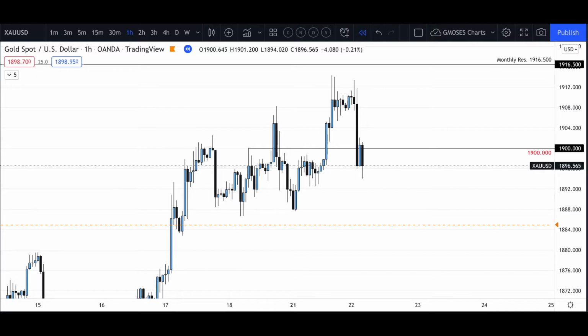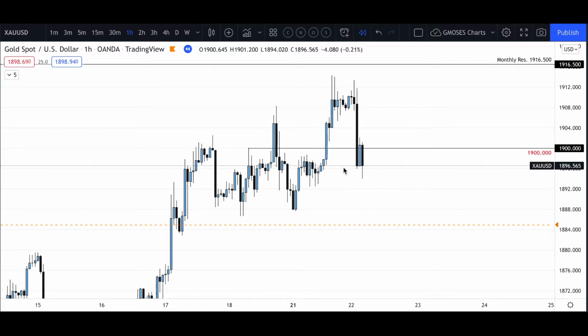In this video, I want to break down this 100 pip move that I caught on gold earlier today. I'll walk you step by step through what I saw and my approach, so let's go ahead and get into it.